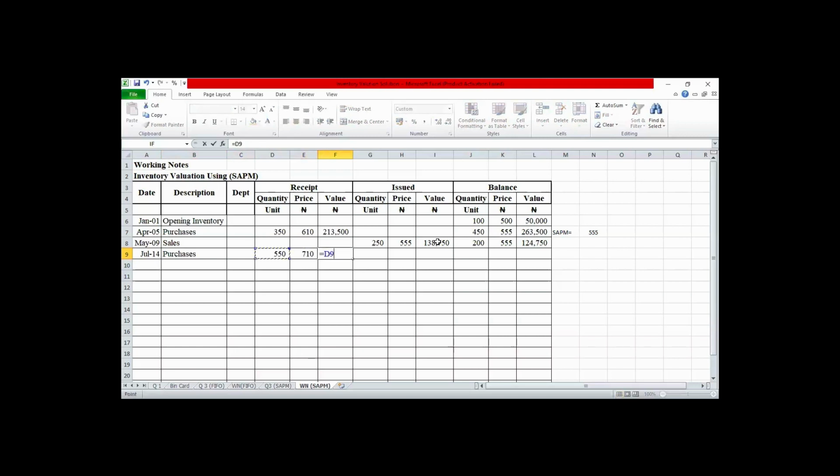Then what would be the value? 550 times 710. We have 390,500. Is it correct? Yes, sir. Then we will now add the quantity to quantity. The balance of the old quantity we have is 200 plus the new quantity we just purchased, 550. We have 750. Is it correct? Yes, sir. Then this plus this, we have what? 515,250.